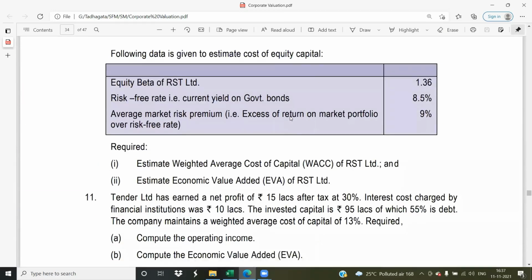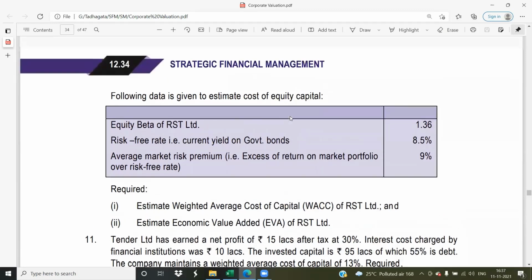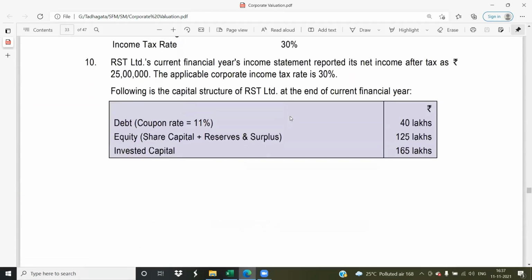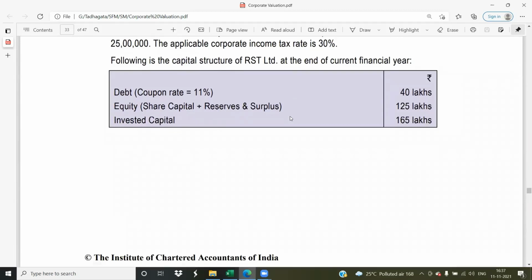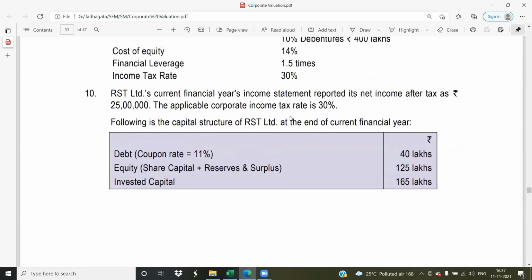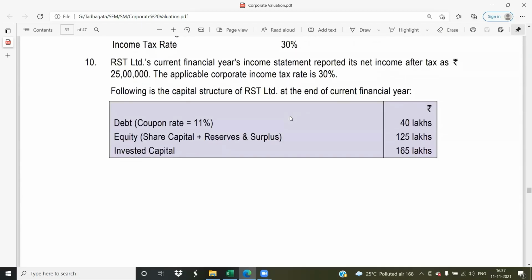So along with that, you have estimate of cost of equity. That is, you have equity beta, risk-free rate, average market risk premium. Okay. So what is cost of equity? RF plus equity beta into average market risk premium, right? With that, we'll find cost of equity. We have cost of debt, that is coupon rate into 1 minus tax rate. We have weights, that is 40 lakh and 125 lakh, that is 40 is to 125. And we'll find out WACC. Okay. Then what is EVA?